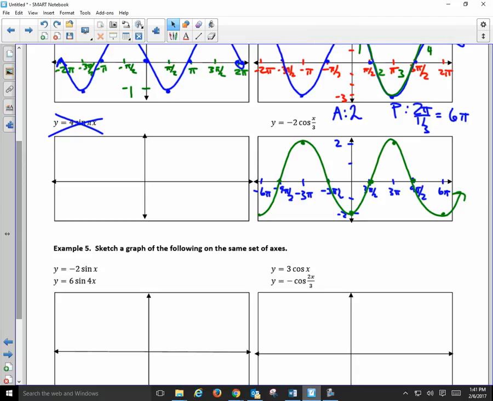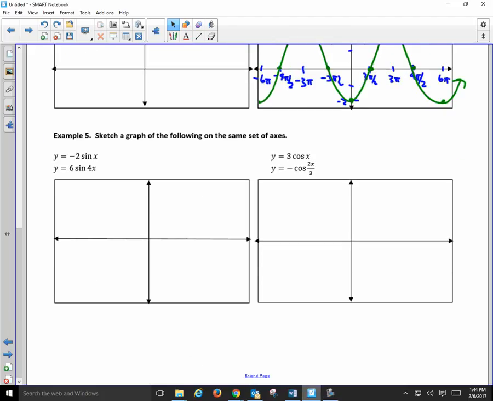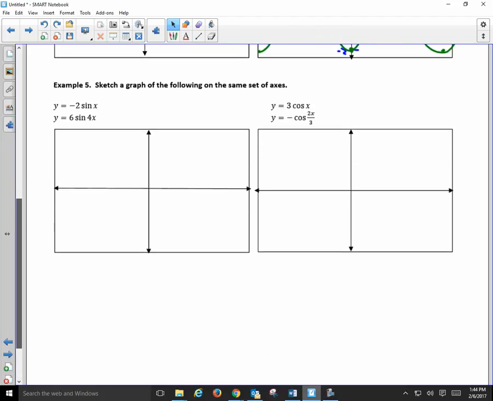Now I'm going to kind of make fun of you for a second. So let me see your sense. So we're going to do it, and hopefully you'll work through your point of confusion. So I'm going to put both of these on the same set of axes so I can see how they're similar and different. So the amplitude for the first one is, and the period is 2 pi. For the second one, the amplitude is, and the period is 1/2 pi, or pi over 2.